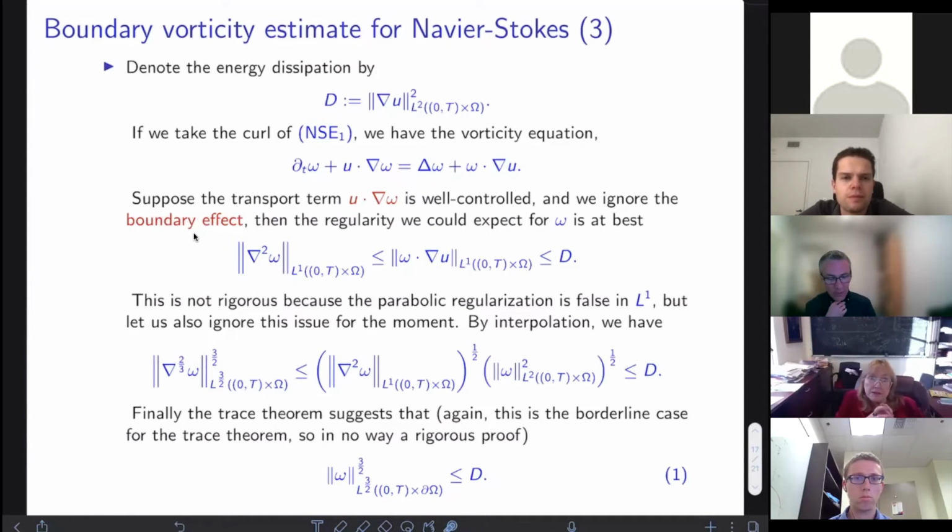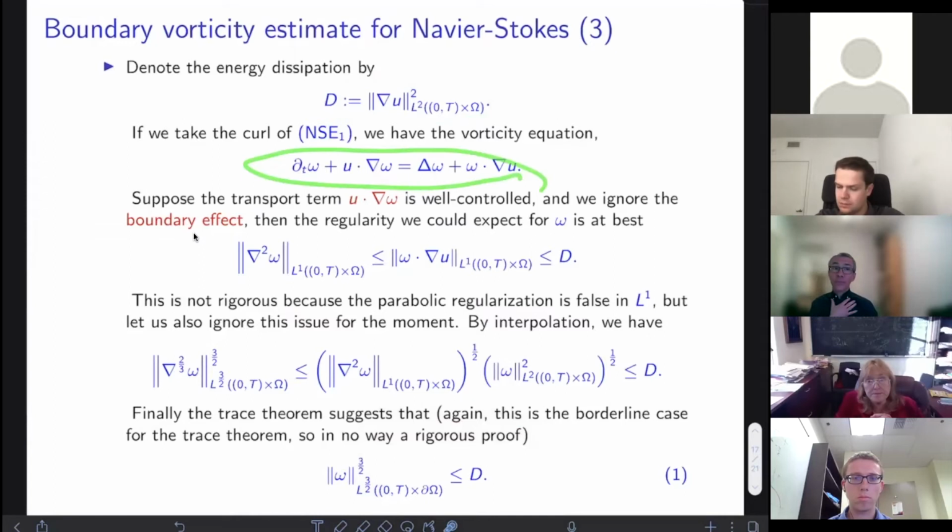Well, okay, so we consider Navier-Stokes, with nu equal 1. This is a dissipation term, gradient U in L2. And just for fun, the proof won't be like that, but I consider the vorticity equation. And again, let's assume that the transport equation is not the problem.